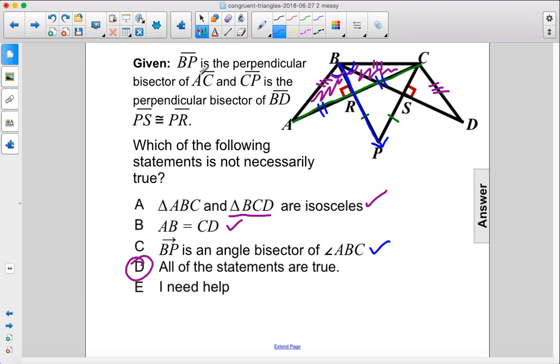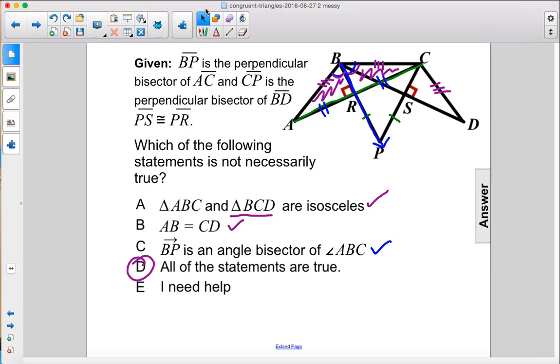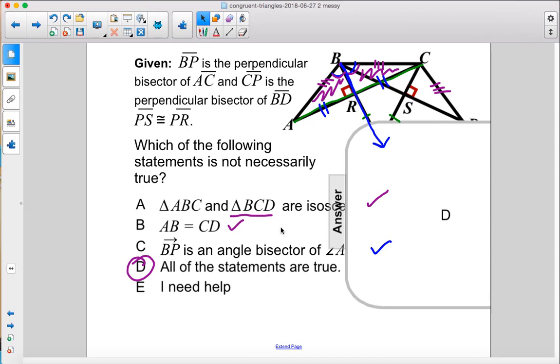So the answer to this problem is D. All of the statements are true. There we go.